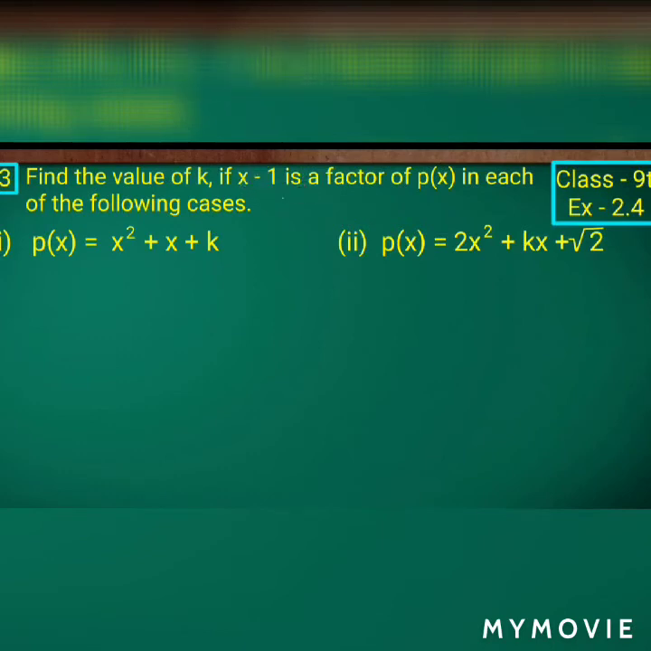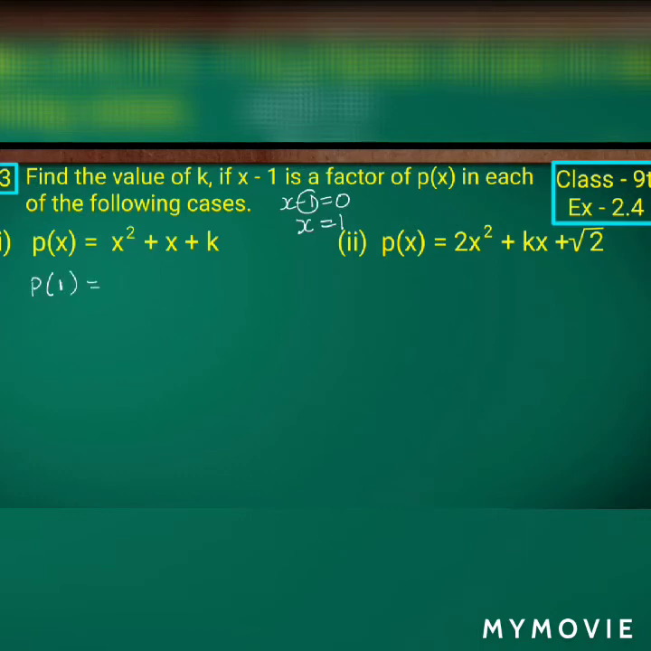So that value of x should be substituted in the given polynomials, but here p of x should be equal to what? 0. Always keep in mind that. So we have to find the value of x and substitute the value of x in the given polynomials. That polynomial should be equal to 0. Then only we can find the value of k. So we'll just start with the first problem.